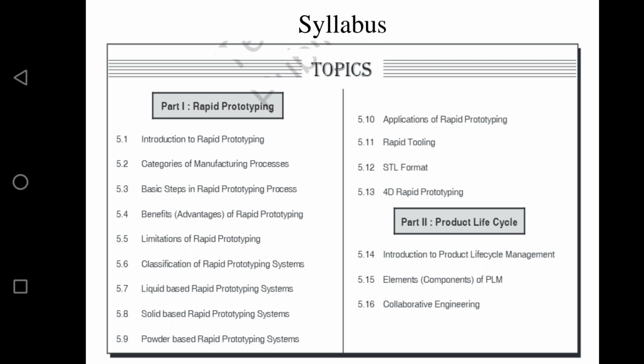Okay, you can call it a process, you can call it a system, or you can call it a technique. Well, there are three different types of rapid prototyping techniques. The first one is liquid based rapid prototyping, the second one is solid based rapid prototyping, and the third one is powder based rapid prototyping techniques. And also we are going to study the different applications of rapid prototyping techniques. Then rapid tooling, what is STL format, that is stereolithography format, and also 4D rapid prototyping, that is 4-dimensional rapid prototyping, we are going to study in your fifth unit.